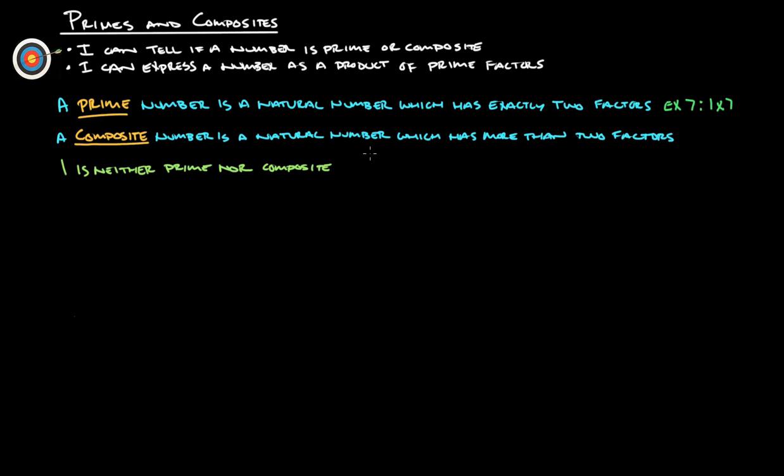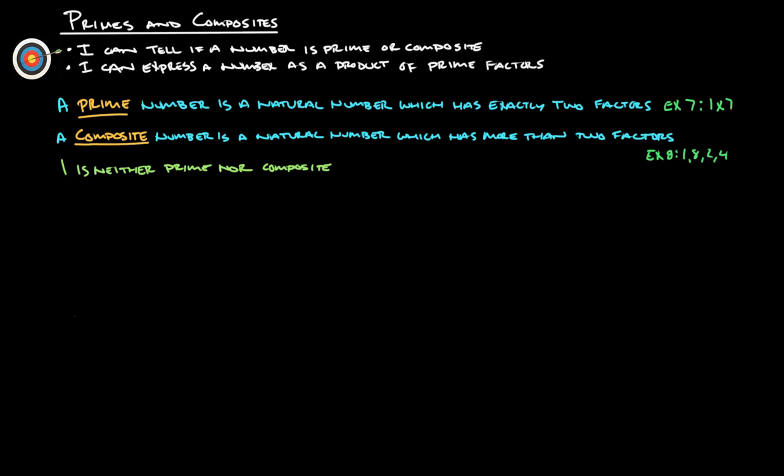Okay, a composite number is a natural number which has more than two factors. So for example, we could do 8, because 8 has 1 times 8. So 1 and 8 are factors, but also 2 times 4. So 1, 8, 2, and 4 are all factors of 8. So that would make it a composite number. Okay, and 1 is neither prime nor composite. It's considered a special number.